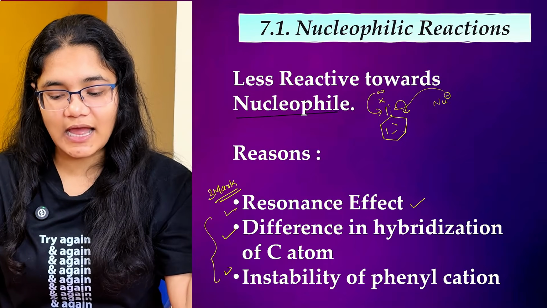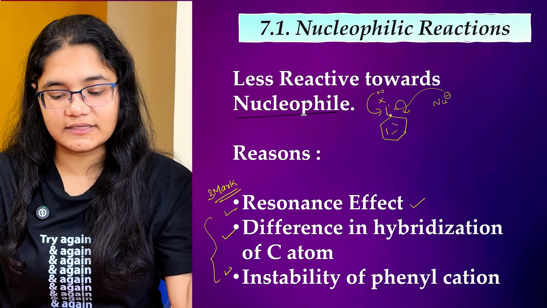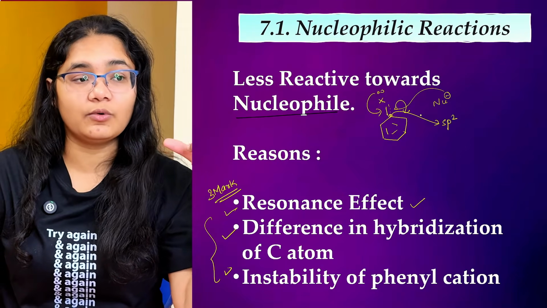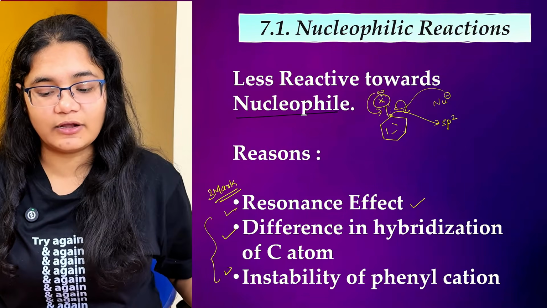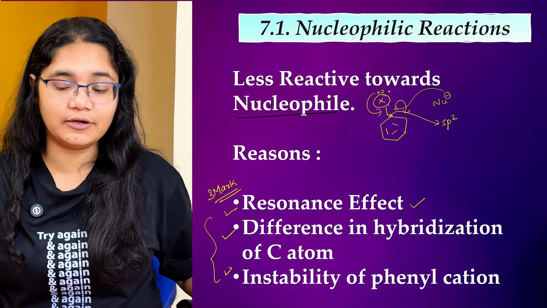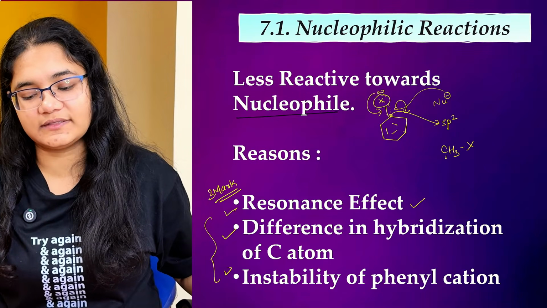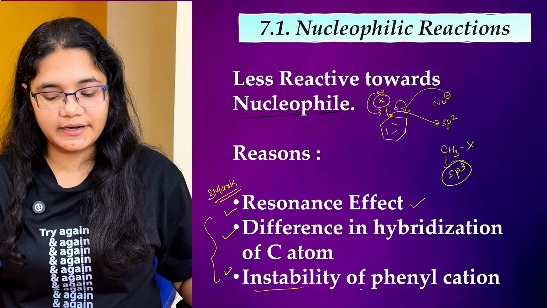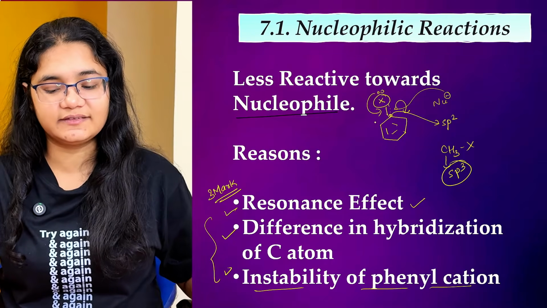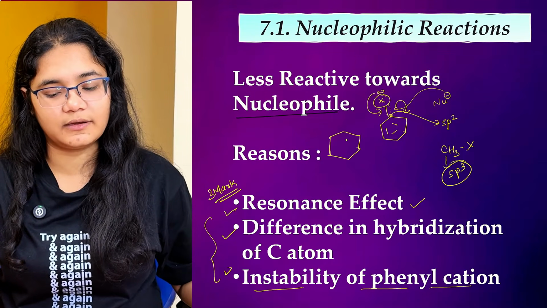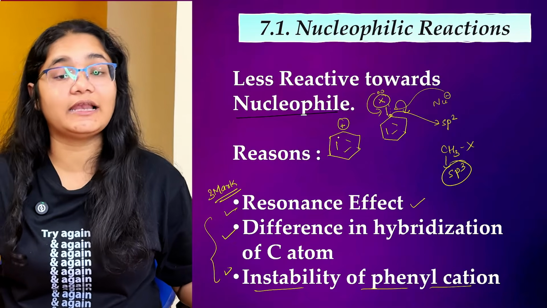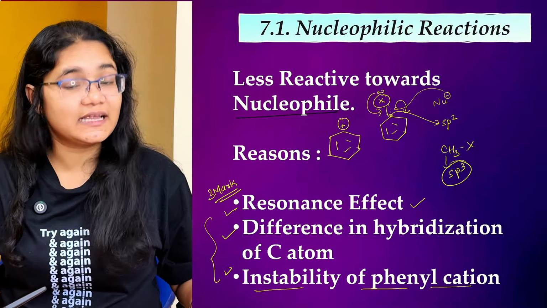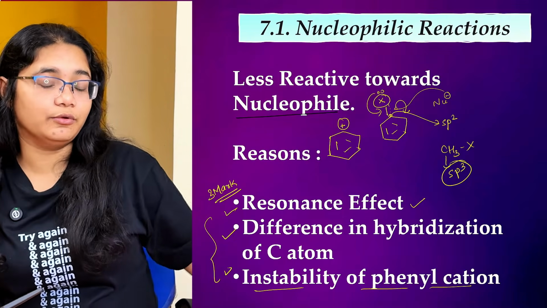The second one is the hybridization of this sp2 carbon. The carbon to which the X is attached is an sp2 carbon. Because sp2 carbon is more electronegative, it holds the X very tightly as compared to the normal aliphatic one, where the carbon is sp3 hybridized. Next, instability of phenyl cation. Suppose this X leaves, then what will be the remaining byproduct? That is the phenyl carbocation, which is highly unstable. So these are the reasons why haloarenes do not readily show nucleophilic reactions.